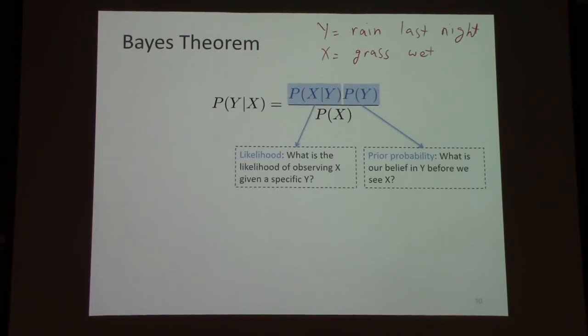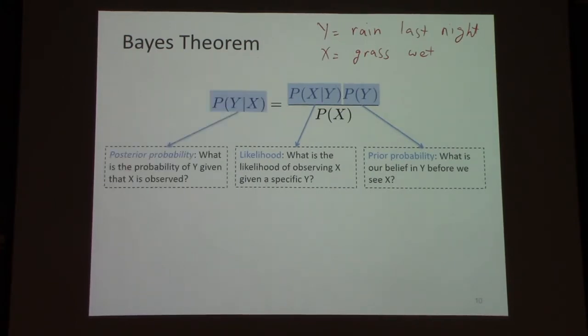And the P of X given Y is called the likelihood. It's asking, what's the likelihood of observing X if the event Y happened? What's the likelihood that the grass would get wet if it rained? In this case, it's probably 100%. And then the posterior probability is what we care about. What's the probability of the event Y happening, having made the observation that we care about?